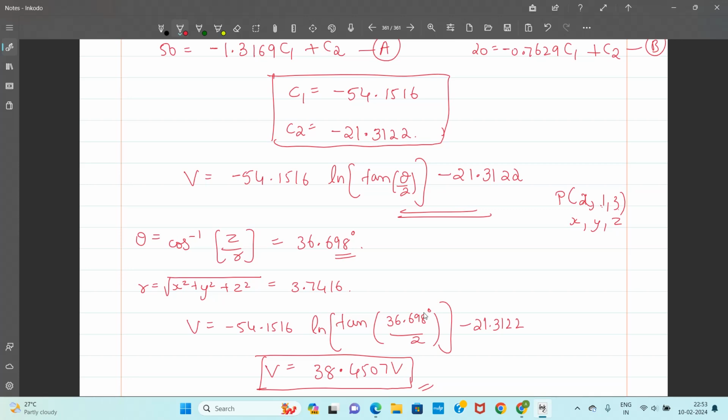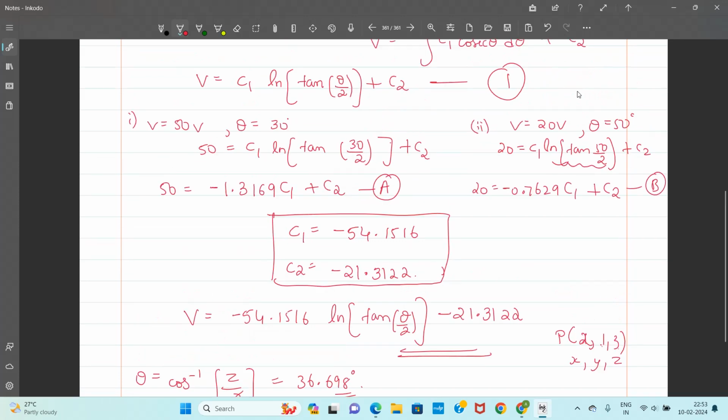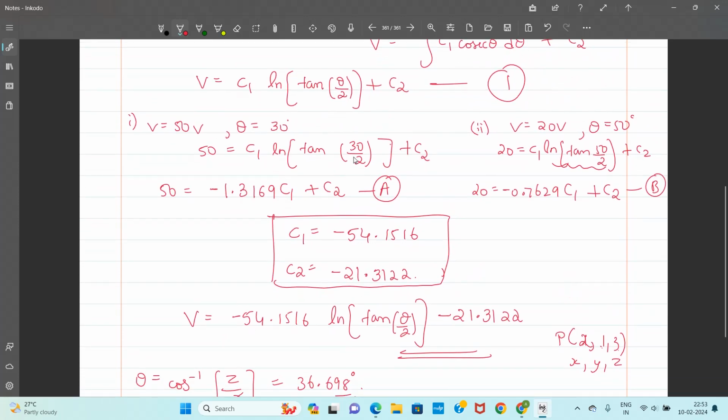Whenever you have degrees, you have to keep your calculator in degree mode. If you have pi, in terms of pi, then you keep your calculator in radians mode. Okay. So this is how you solve this question. So main thing you need to know here is the integration result. Integration of cosecant theta is natural log of tan theta by 2.